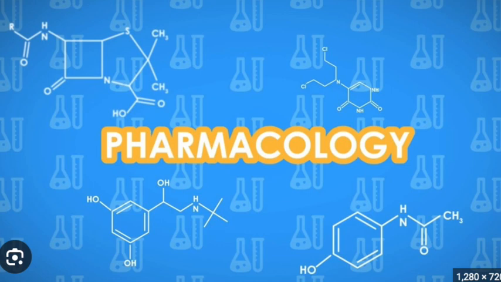What is the mechanism of action of dexmedetomidine? Inhibition of adenylate cyclase through the alpha-2 receptor.